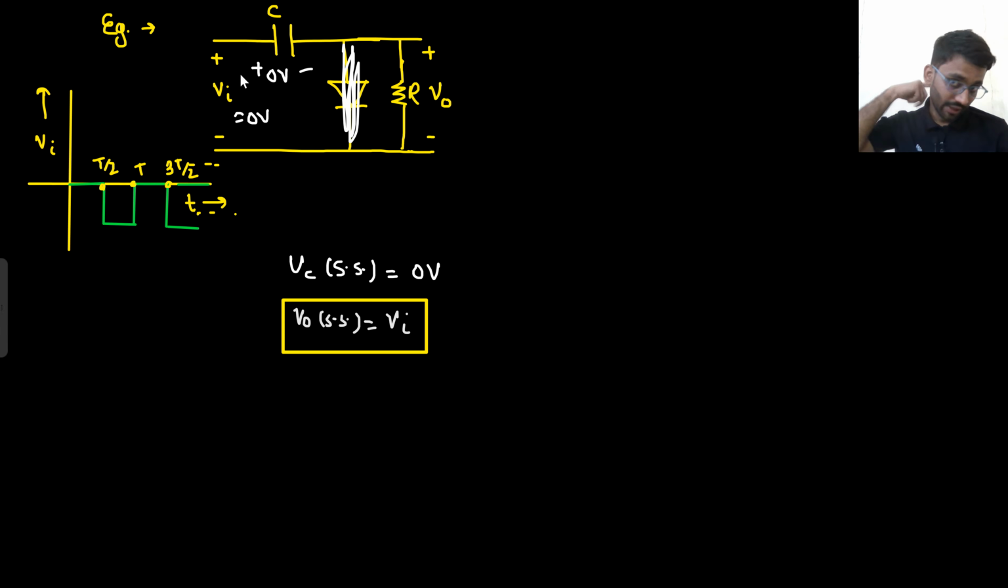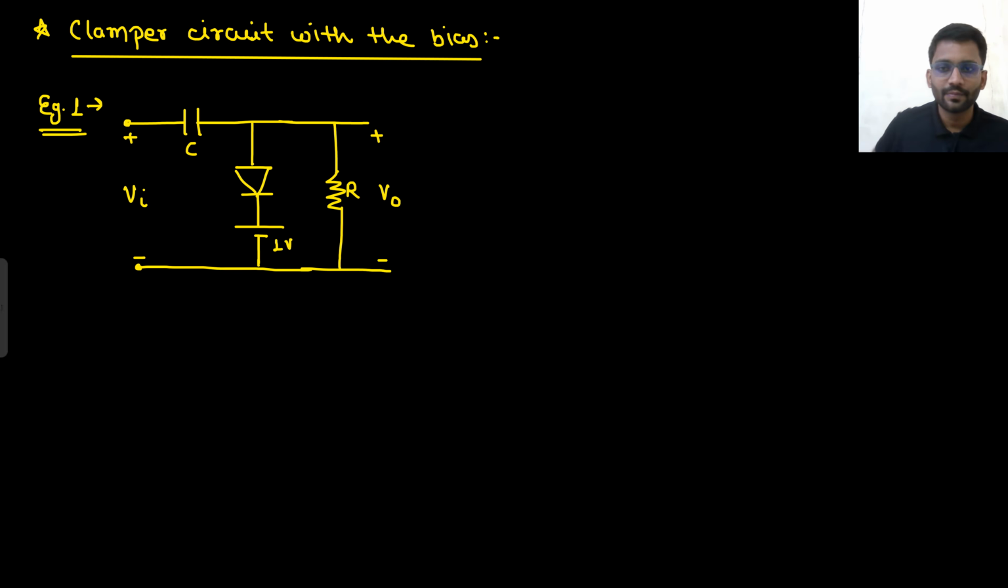So what will be your output? Complete input will be going towards the output. So Vout will be simply equal to Vin. Well and good. Let's move on to the next problem.